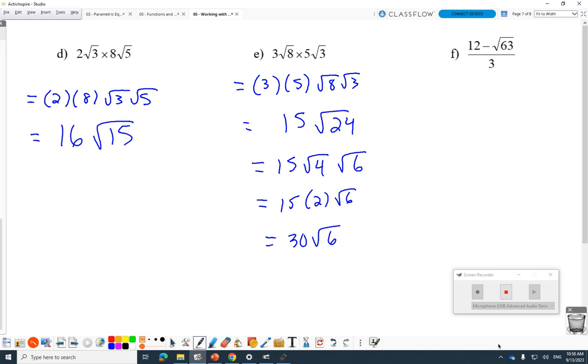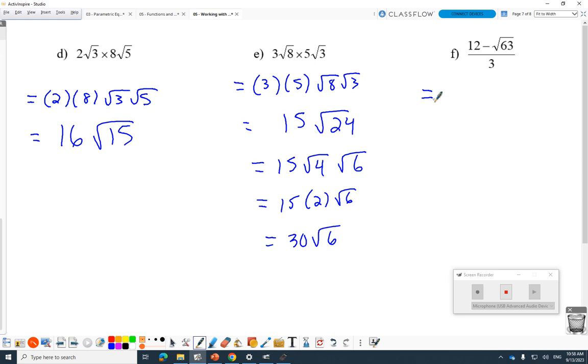But here's one that might motivate you a little bit. 12 minus root 63 over 3. This sort of looks like how the quadratic formula ends up. What's the quadratic formula? Well, I'll get to it. I'm not teaching the quadratic formula. I'll reteach the quadratic formula this year. But this sort of looks like what happens there.